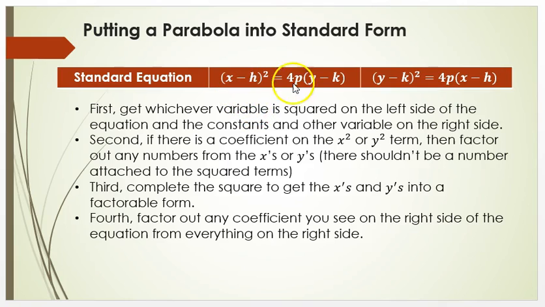So the first step is to identify which variable is squared. If there's an x squared or a y squared, then you want all of the x's on the left side of the equation, and you want to move all of the numbers by themselves, the constants, and the other variable that does not have a square to the right-hand side of the equation.